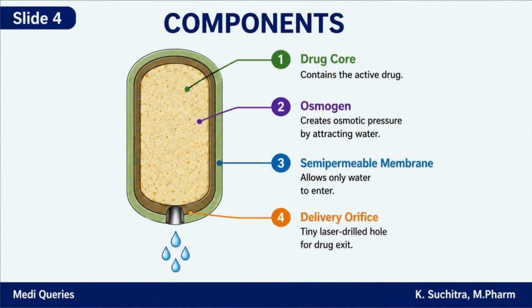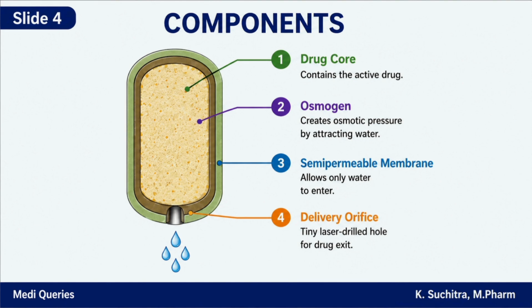So what are the components of this system? An osmotic pump mainly contains 4 important components. The first component is the drug core, which contains the active pharmaceutical ingredients. The second component is the osmotic agents, also called osmogens. Their job is mainly to attract water into the tablet and generate the osmotic pressure. Common osmogens include sodium chloride, potassium chloride and mannitol.